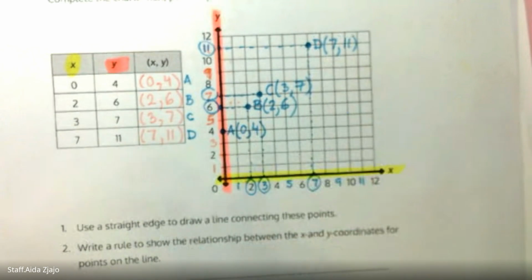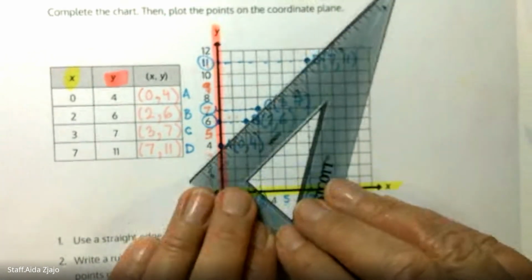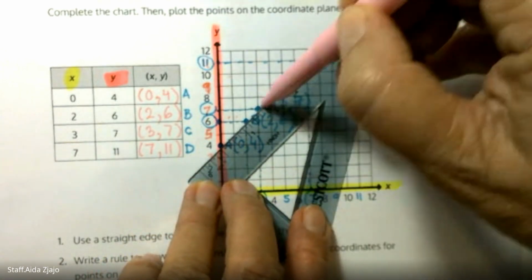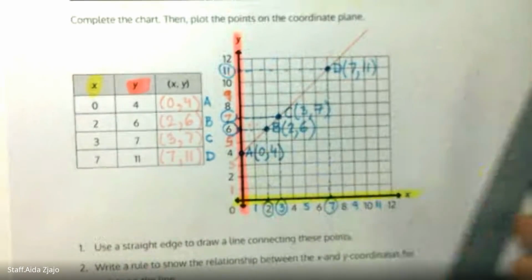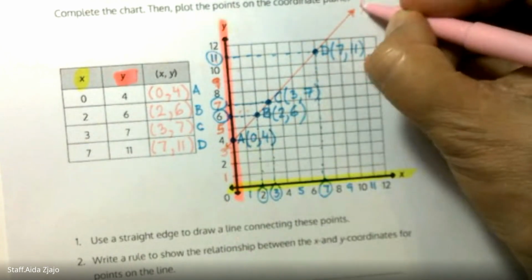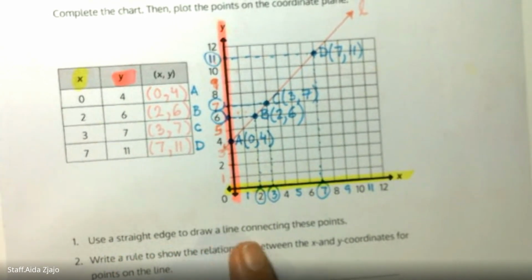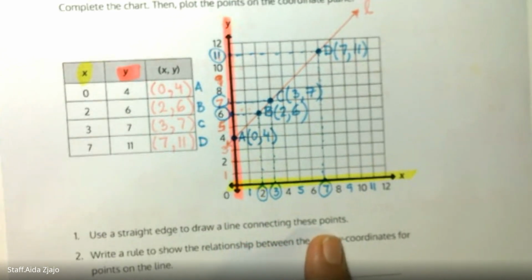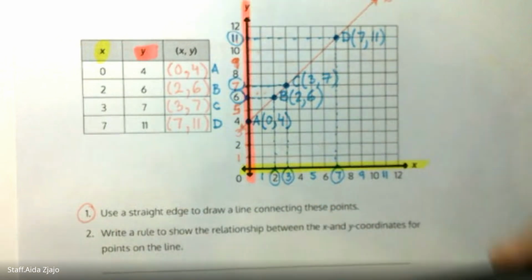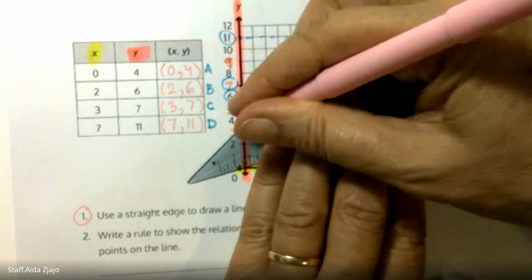And they look like they are on a line. If I'm not wrong, I can connect them, and they are all on kind of the same line. I'm going to say that is line L, for example. Use a straight edge to draw a line connecting these points. I did it. Awesome. All right. So here is that. And I'm going to make it a little bit thicker.